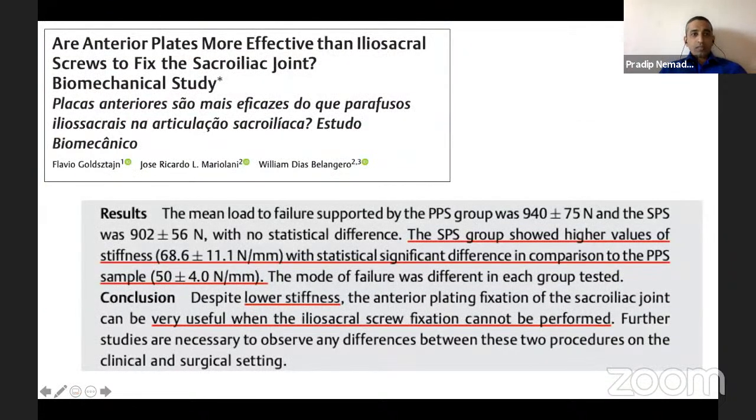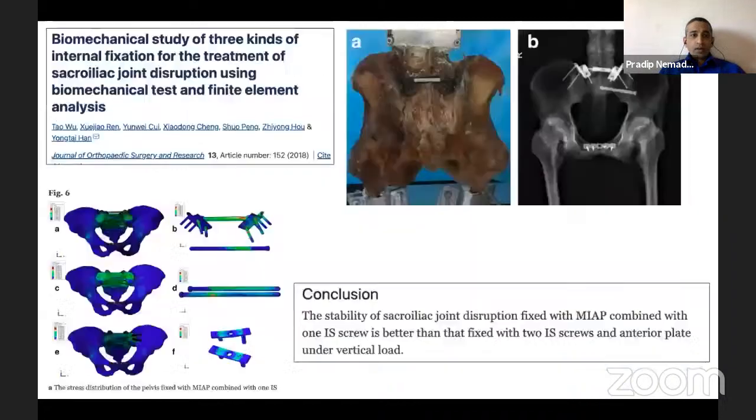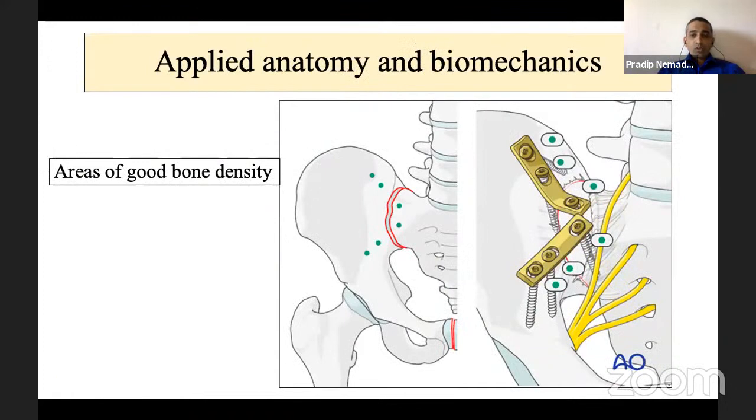Another article, a biomechanical study which studied the plate versus the screw, says that the plate has lower stiffness, however they are useful when the screw cannot be performed. So screws are still biomechanically much better than plate, but when screw cannot be performed, the plate is still better. Another study, biomechanically again, has shown that plate and screw fixation is better. So this is for sure now that whenever possible we are going to use screw, but when it is not possible or when we want to augment the screw fixation, we can still use plating.